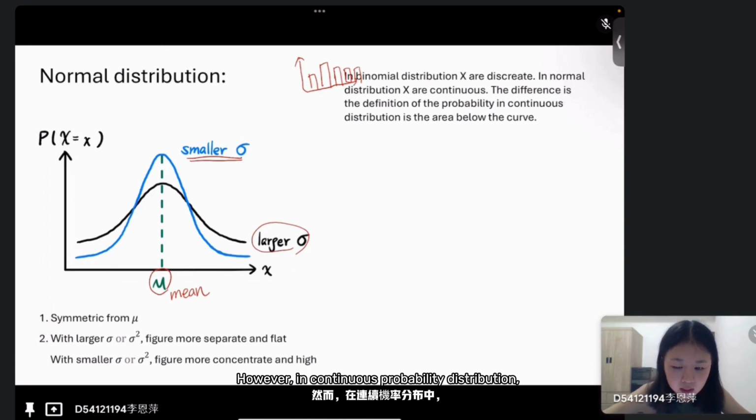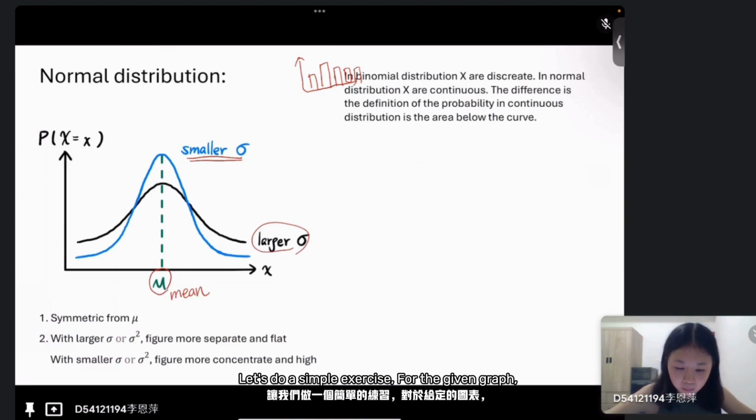However, in continuous probability distribution, we cannot find the probability at a specific variable value. We can only calculate the probability over an interval of the variable by finding the area under the curve.